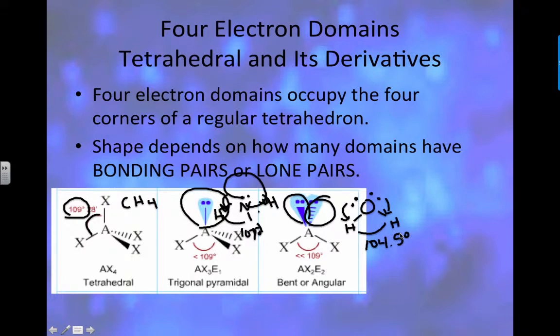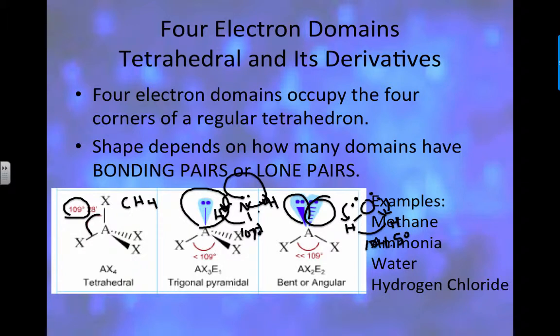104.5 degrees. So the examples that we looked at in class were methane, ammonia, water, and then we also looked at hydrogen chloride. This one still has 4 electron domains around my chlorine atom, but one of those electron domains is in this bond here with hydrogen, so this makes a linear shape. So we have one bonding pair, and then we have 3 non-bonding pairs, or lone pairs. So that makes a linear shape. And of course, that bond angle is 180 degrees.